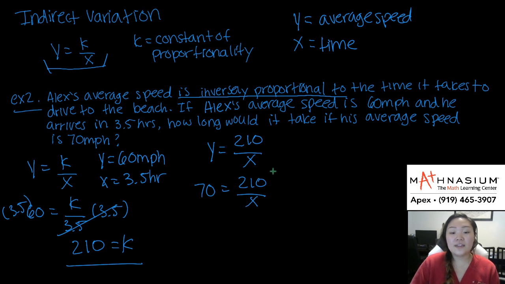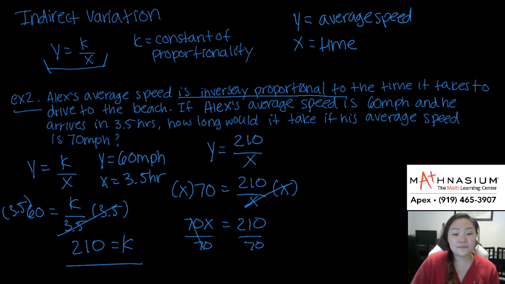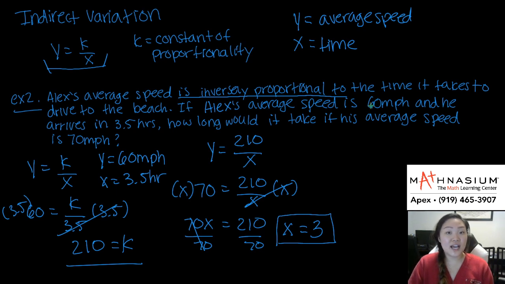There we go. And there's a couple of ways we can solve this as an equation. I'll just show you one way to do that. So we want to solve for x here, and what I like to do is I'm going to move my x over by multiplying by x on both sides. That gives us 70x equals 210. And now to solve this, we're going to divide by 70. That cancels on the left. And x is equal to 210 divided by 70, which is just 3. So it will take Alex 3 hours to arrive at the beach if his average speed is 70 miles an hour.